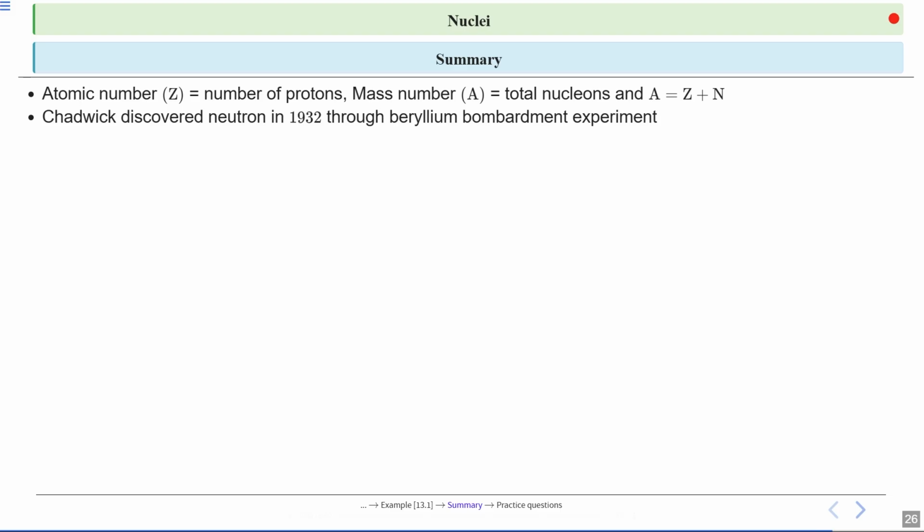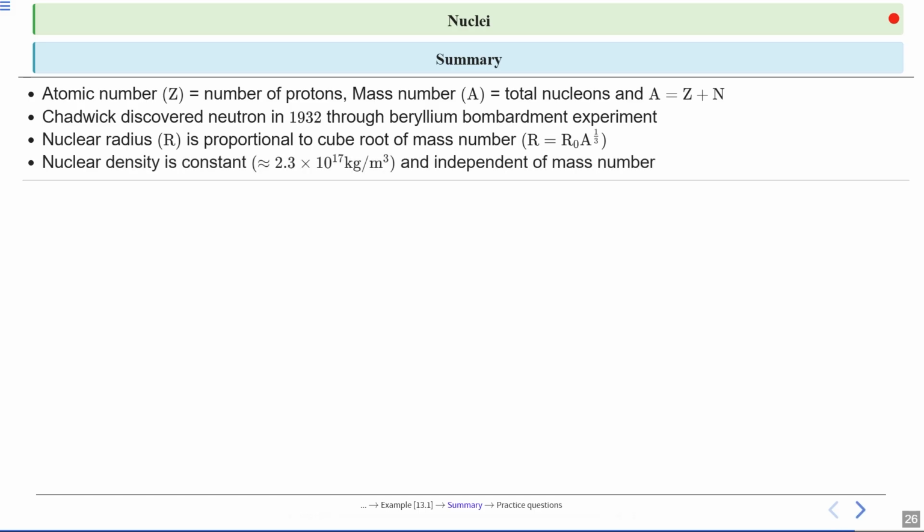In 1932, James Chadwick discovered the neutron by bombarding beryllium with alpha particles. This experiment showed that there was a neutral particle in the nucleus, which we now call the neutron. Next, let's look at the size of the nucleus. The nuclear radius r is proportional to the cube root of the mass number A. The formula is r equals r naught A raised to the power 1/3, where r naught is a constant, usually about 1.2 femtometers. Nuclear density is approximately 2.3 times 10 to the power 17 kg per cubic meter, and it's nearly the same for all nuclei regardless of their mass numbers.